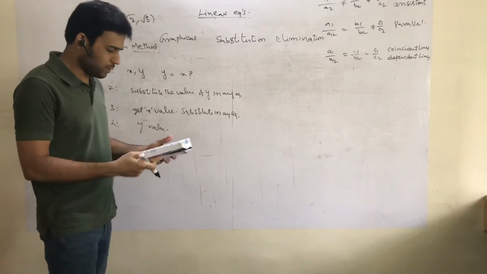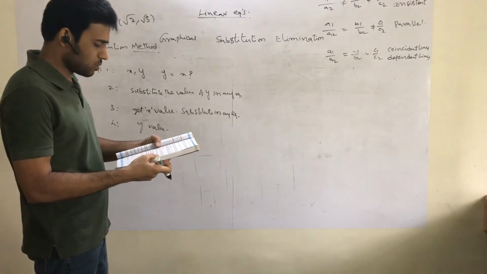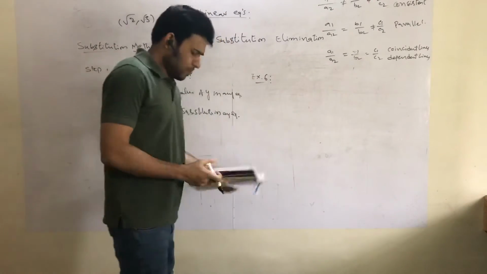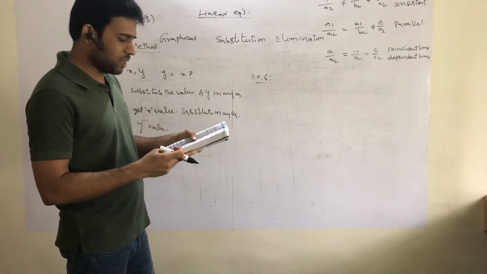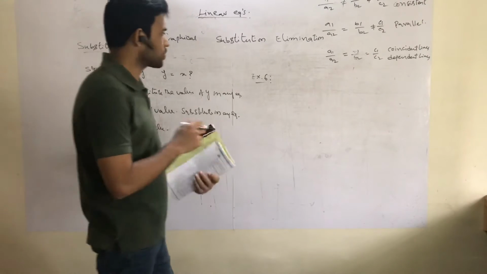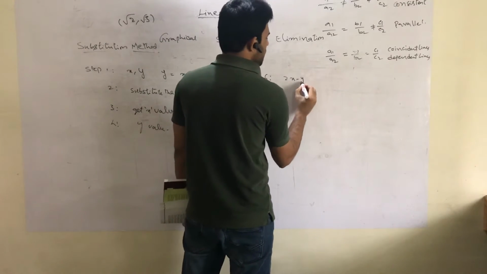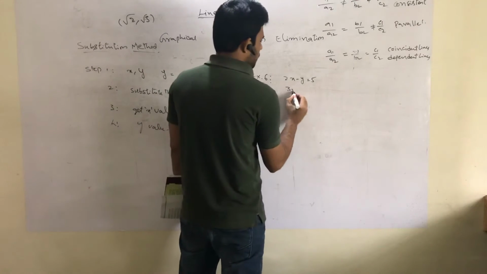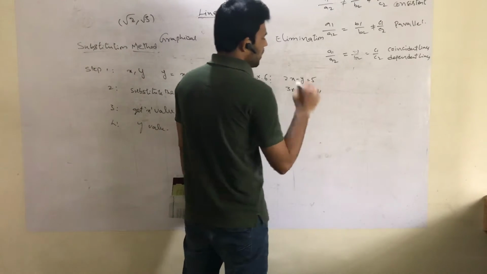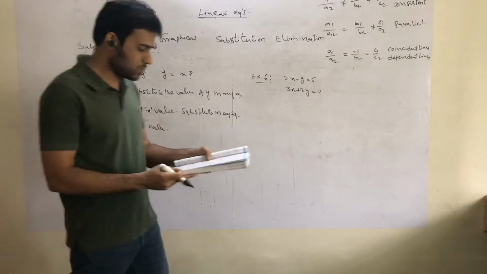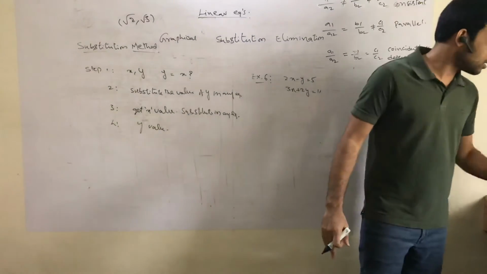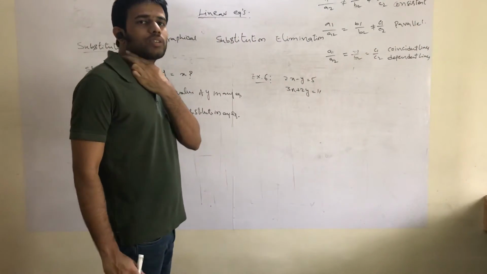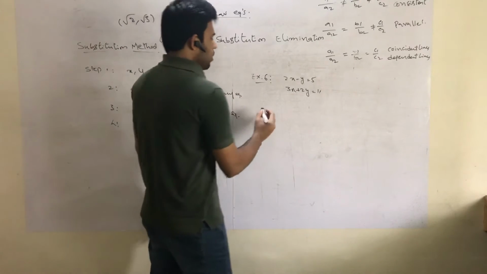Let's take an example so you understand it better. I am considering the example from your textbook, which is example 6. Solve the given pair of equations using the substitution method: 2x minus y equal to 5, and 3x plus 2y equal to 11. This is the pair of equations, and we need to solve it using the substitution method.